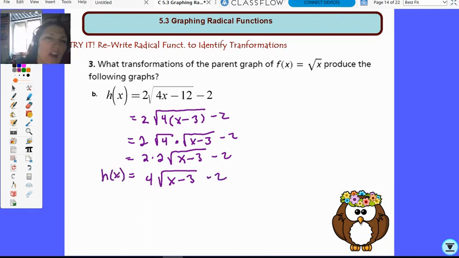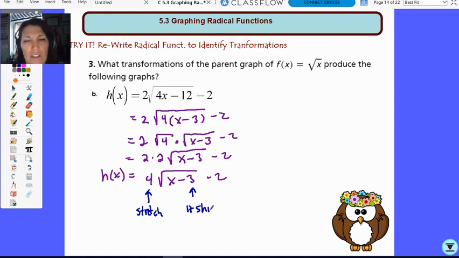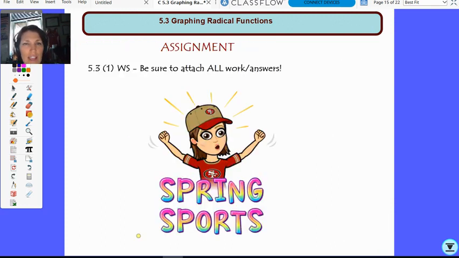Okay? And so now we know that we have a vertical stretch of 2. We have a horizontal shift of 3, and we have a vertical shift of -2. Okay? Until then, you can't really tell what the transformations are. All right? So that is what you have today.